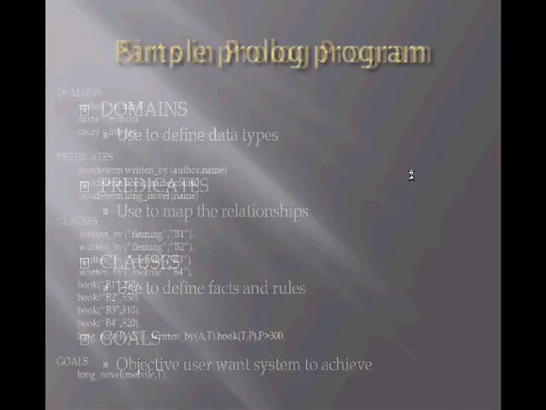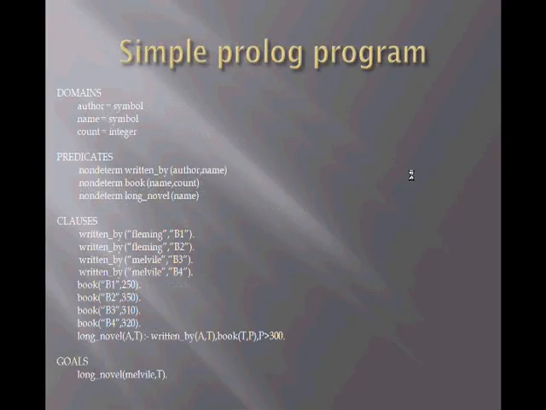Well, this is a simple Prolog program. In this program, as you can see, there are 4 main categories. Domains. In the domain part, there are 3 variables declared: author, name, and count. The first 2 variables are of symbol data type, and the last one is integer data type. Since the first 2 are symbols, we are planning to store string values in this context, and count is used to store integers. In the predicate section, there are declarations which define the predicates, or the relationships of a given context.